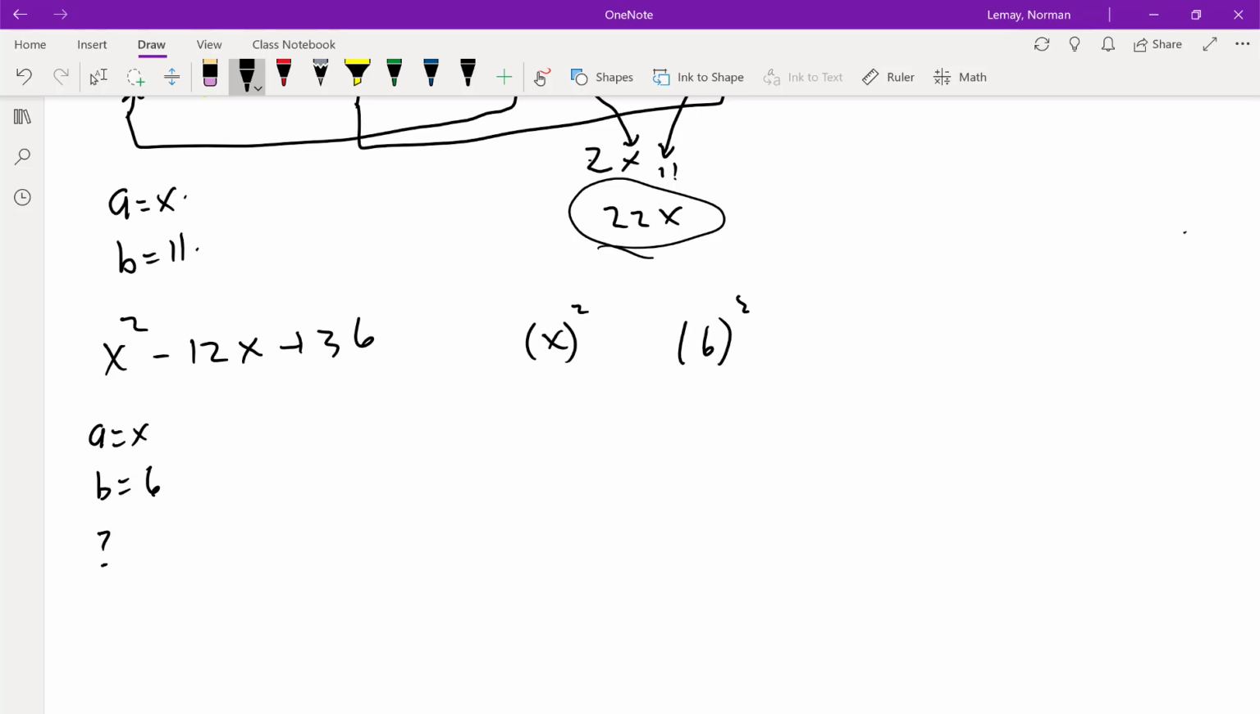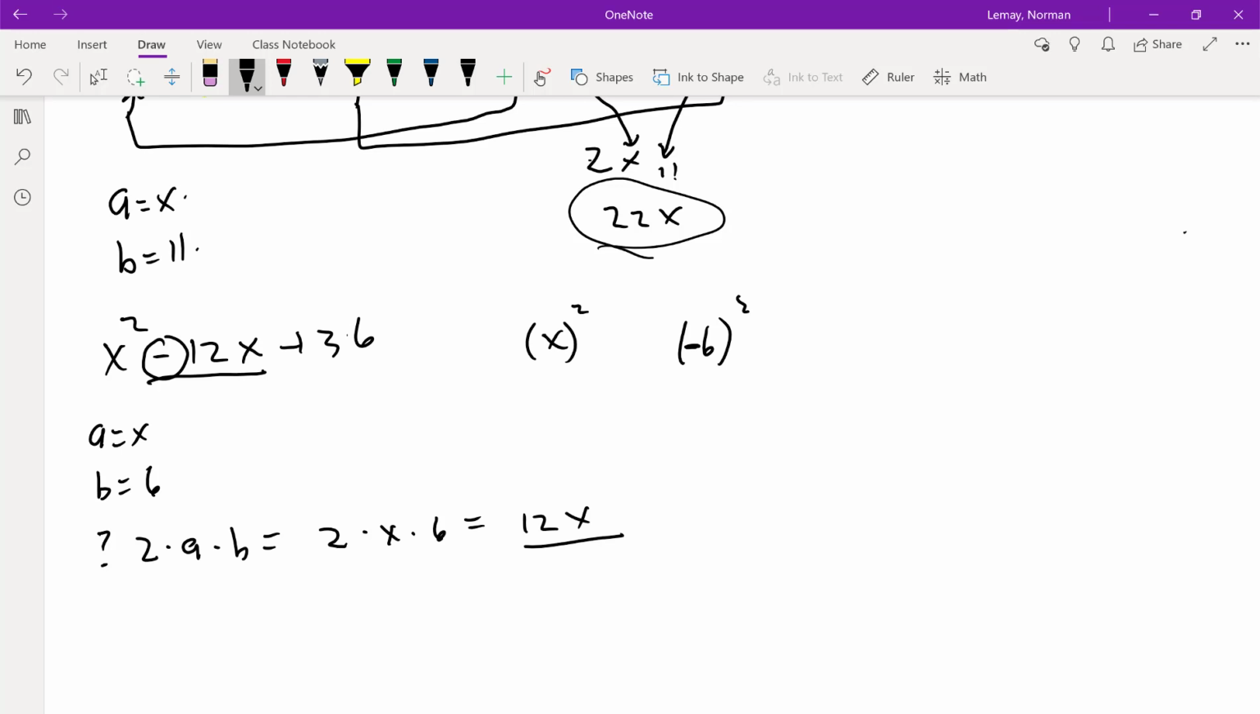So now our question is, do we have that middle term as 2 times a times b, which is 2 times x times 6, which is 12x? And notice that this 12x is not the same as this 12x because we have a minus right here. So now the question is, well, how do we deal with that? Well, let's just also note that 36 is not just 6 squared, but it is also a negative 6 quantity squared.